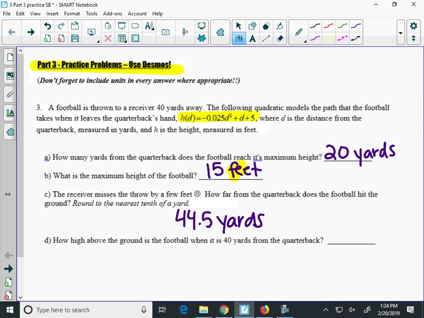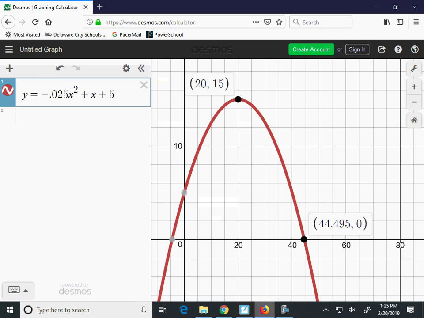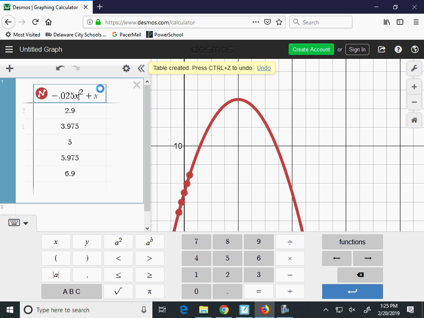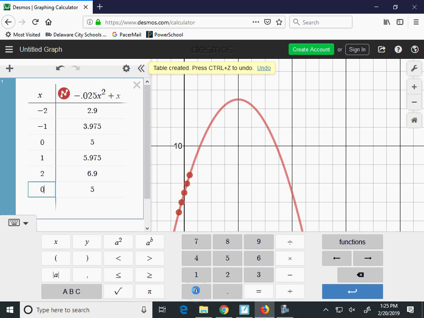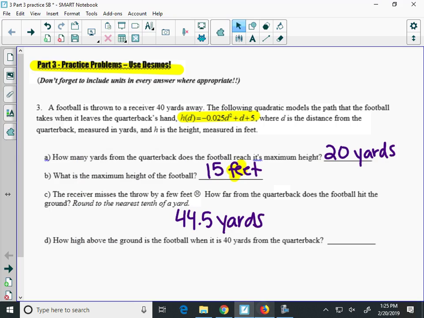And finally, how high above the ground is the football when it's 40 yards from the quarterback? So that's where the receiver is. They're 40 yards away. How high is the football off the ground? Well, to do this, remember, if we're looking for a specific x value, we go to our table and type that x value in. So the distance, 40 yards from the quarterback, is 5 feet above the ground. So it looks like, even though that's not that high, the receiver probably just missed the throw. Since it was 5 feet off the ground, maybe they just missed it going past their head.